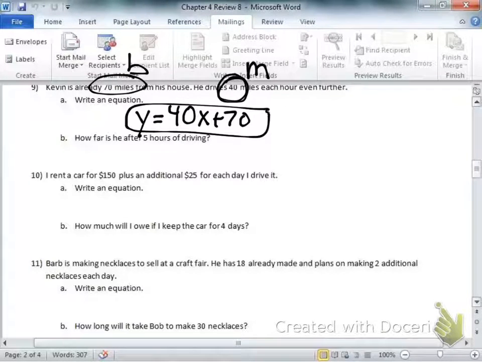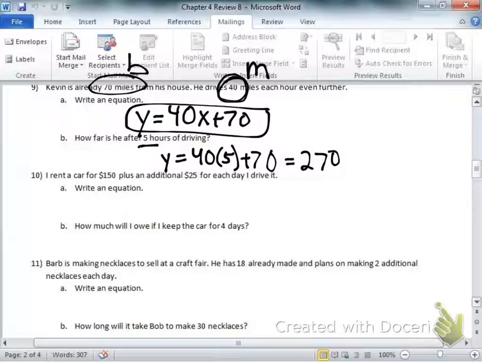I want to know, how far is he after 5 hours? So for part B, you are going to make the x a 5. Then you can just type it in your calculator. 40 times 5 is 200 plus 70 is 270. And we're talking about miles.